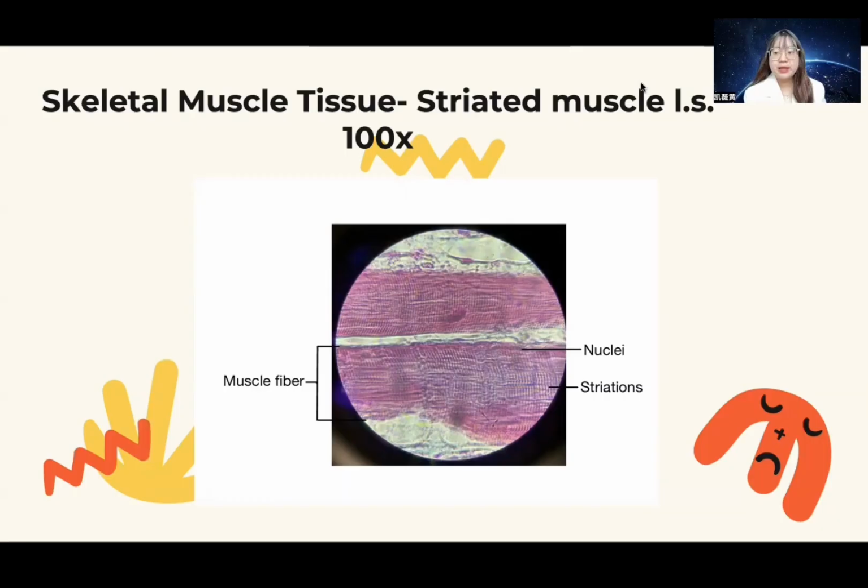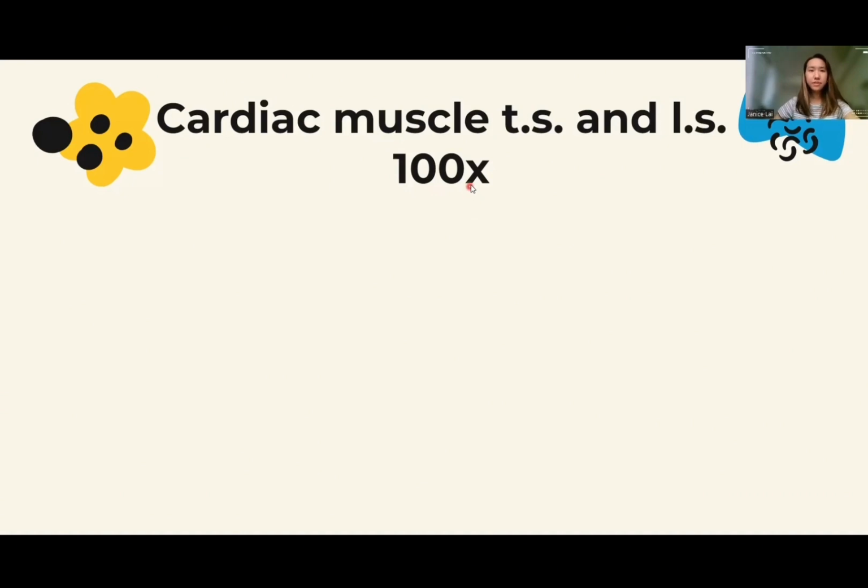Thank you. Hello, I'm Kelvi. Now I'm going to share with you guys the skeletal muscle tissue, which is the striated muscle that we observe under the microscope. In this slide, we can see that this is the muscle fiber, this is the nucleus, and this is the striation in striated muscle.